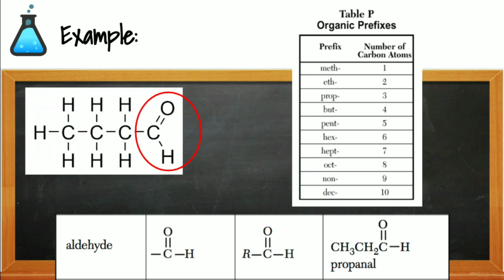So here we have an example. We can see that we have the aldehyde group circled here. And what we need is, we never need a number for an aldehyde. We know that because in the example in reference table R, there's no number. So we're just going to mirror it. We're going to adjust our prefix. Instead of prop, we'll count our carbons. There are 4 carbons, so we're going to change our prefix to but. So this is called butanal.